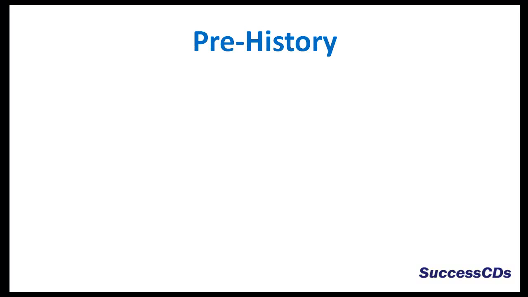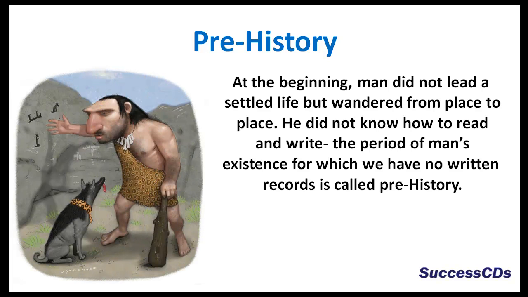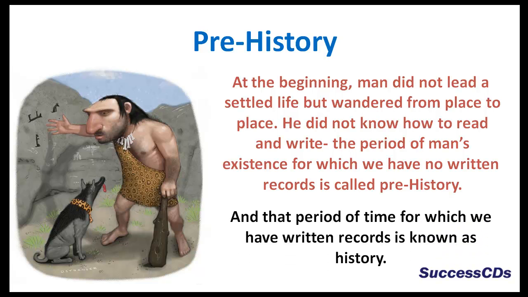At the beginning, man did not lead a settled life but wandered from place to place. He did not know how to read and write. The period of man's existence for which we have no written records is called prehistory. And that period of time for which we have written records is known as history.